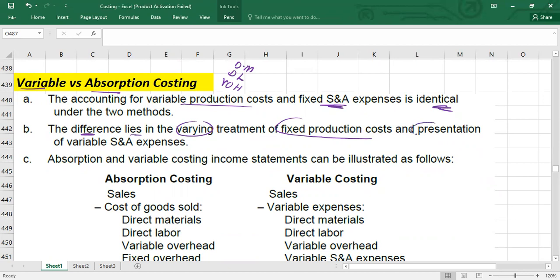There is also one more difference, that is the presentation of variable selling and administration expense, because these are going to be part of period cost under absorption costing, and part of the marginal cost of sale under variable costing. I will show you, don't you worry. This is how it will look.